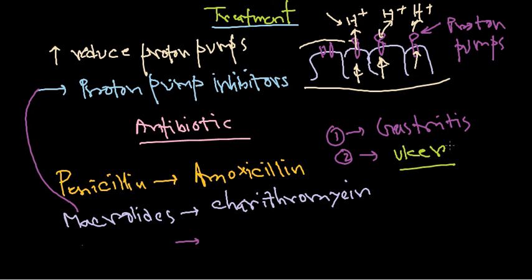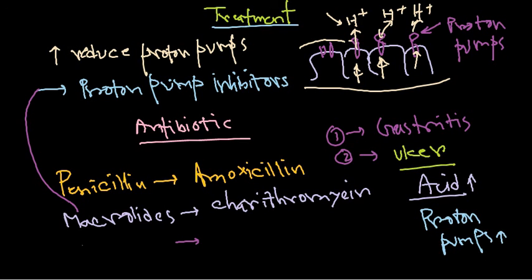Now ulcer means damage in the epithelial cell lining. Now this damage is caused by acid or high acid content, and the high acid content is made possible by the activity of proton pumps, right? So this is the idea: if we block the proton pump, it will reduce the acid content, so it will reduce the effect of ulcer. So that's what we are doing using this proton pump inhibition.